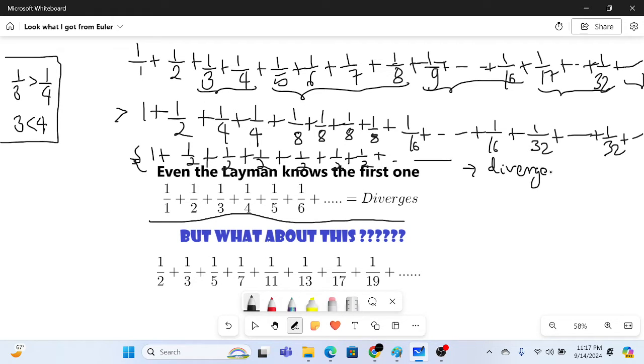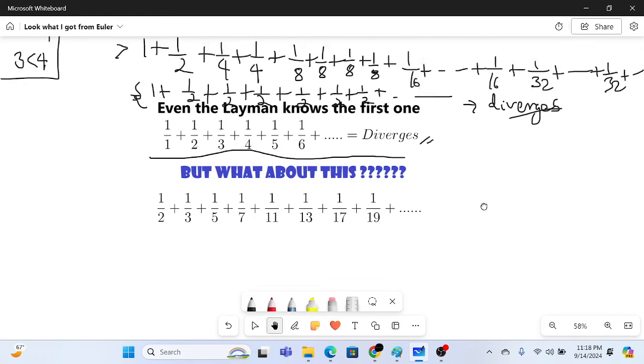That means it becomes really big, goes to infinity. So since this diverges, goes to infinity, and this harmonic series is bigger than this new series, and the new series diverges, that means the harmonic series should also diverge, right? So this is how we can prove that the harmonic series diverges. So you get the proof, right?